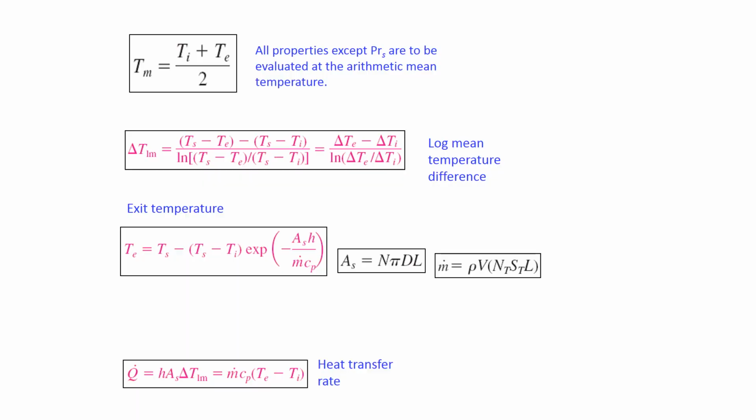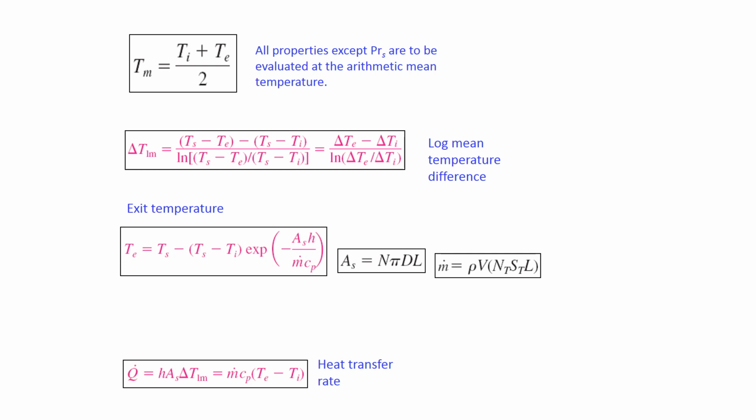Okay, so we already know everything for now, which is the inline and staggered parameters, and we also know how to calculate the Nusselt number. Here I'm going to show some of the parameters. Tm is the arithmetic mean temperature, which is the average of T inlet plus T exit divided by 2. This is the average of the inlet and outlet temperature of the tube banks. All properties should use this arithmetic mean temperature except for Pr_s at the surface.